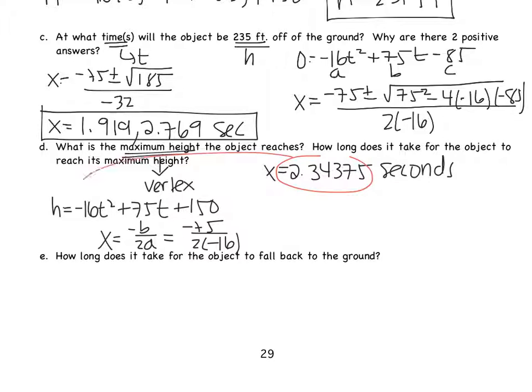To find what that height actually is, I'm going to have to take my x value and plug it into my equation. Sorry, almost drew it to the wrong spot. So it's going to go into this equation. If you want to take a minute right now and try to put it in the calculator with me, I'm going to do negative 16 times 2.34375 squared plus 75 times 2.34375, plus 150.